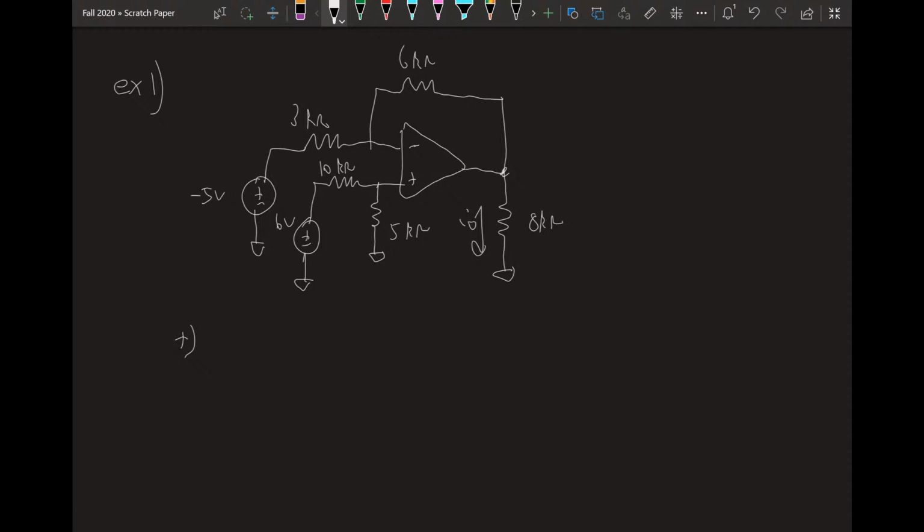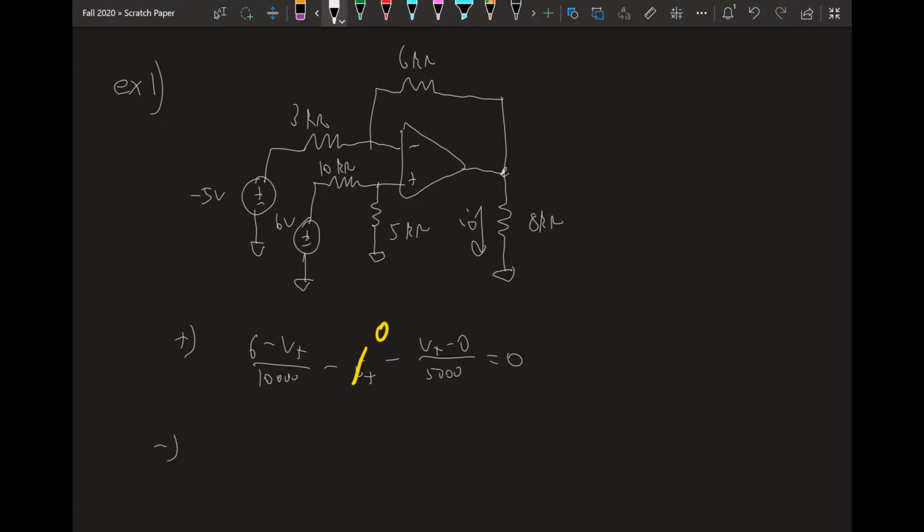So at the plus terminal, let's write a node voltage equation. Let's write the whole thing. So we have (6 minus V plus) over 10,000 minus I plus minus (V plus minus 0) over 5,000. We get that from KVL and node voltage. We did that before. However, because of the golden rules, we know that I plus is 0, so we can get rid of that.